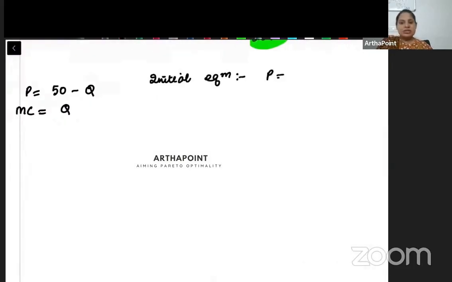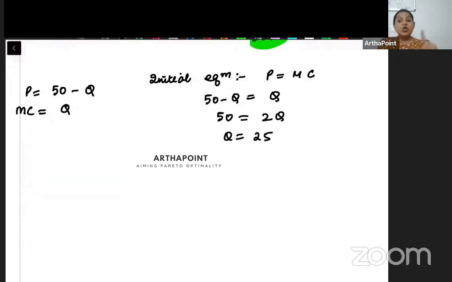It will be P is equal to MC. So P is 50 minus Q. MC is Q. So it will be 50 is equal to 2Q. So Q will be 25. So initially, this firm would be producing 25 units. What will be your price? It will be 50 minus 25. We put it here. So it is going to be 25.